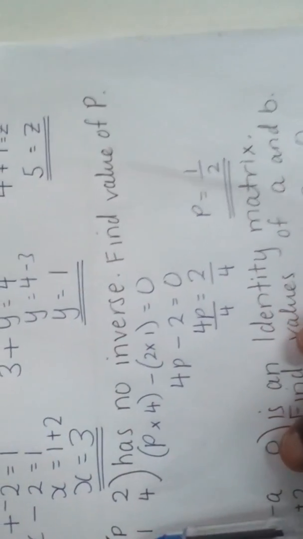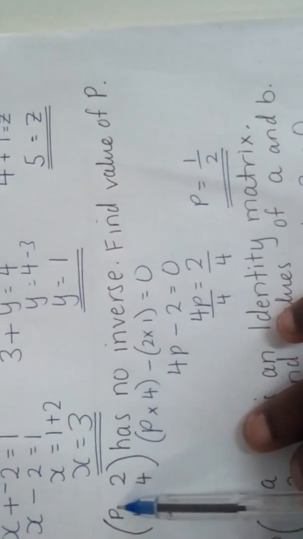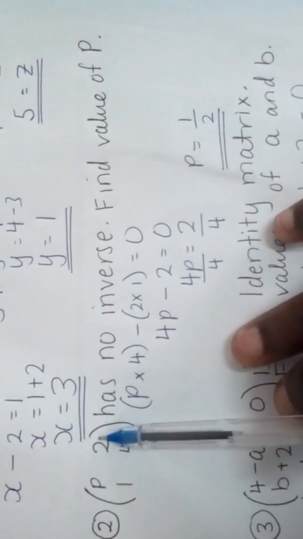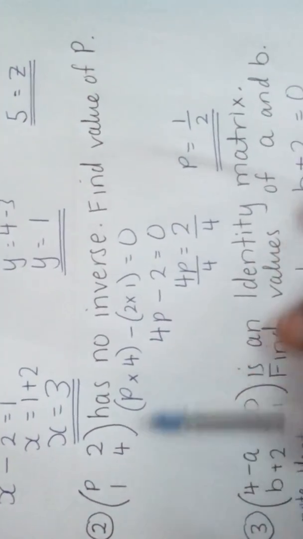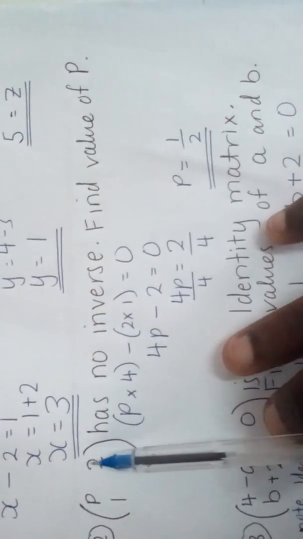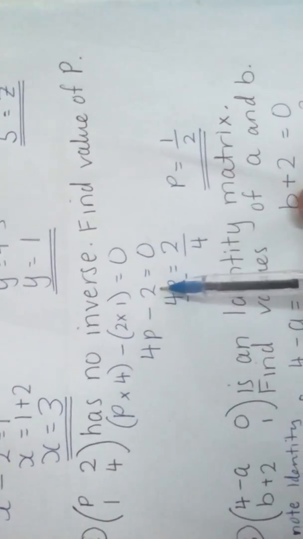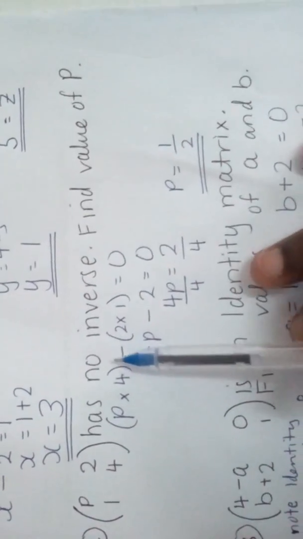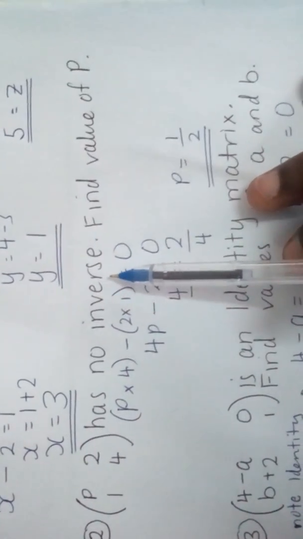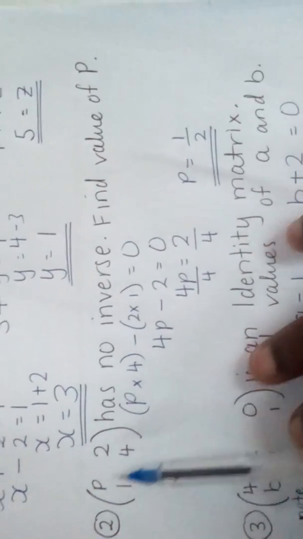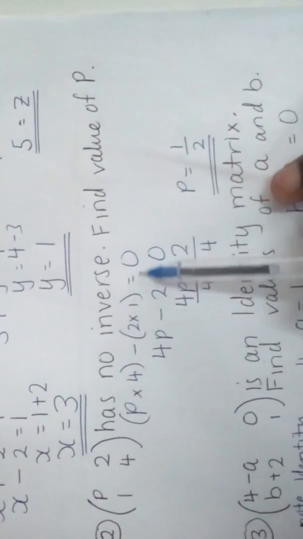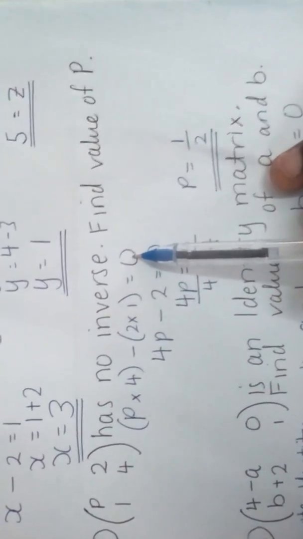So, how do we get the determinant? P times 4 minus 2 times 1. So we shall obtain P times 4, 4P, 2 times 1, we shall get 2. So when we subtract, remember, we said a matrix will not have inverse when its determinant is 0. So how do we get the determinant? P times 4 minus 2 times 1 should be equal to 0. That's when we don't have inverse.